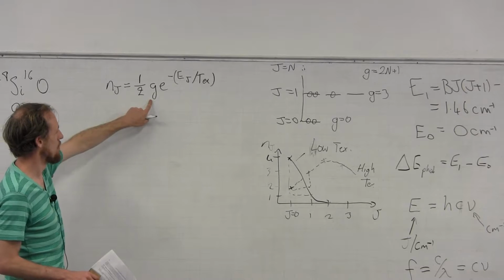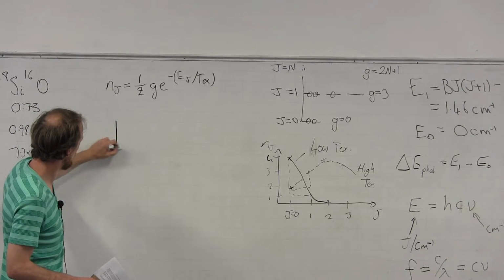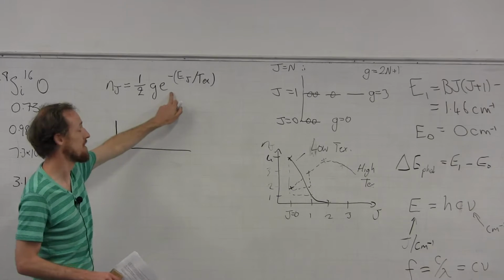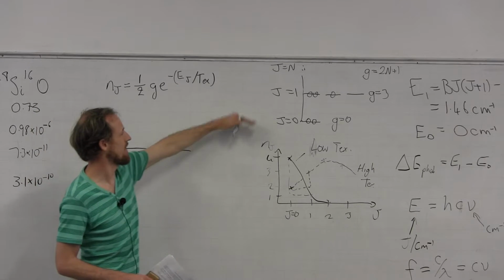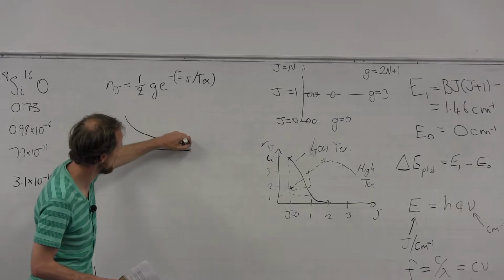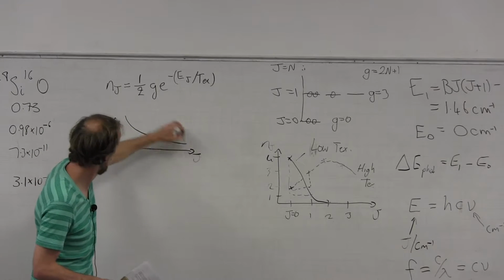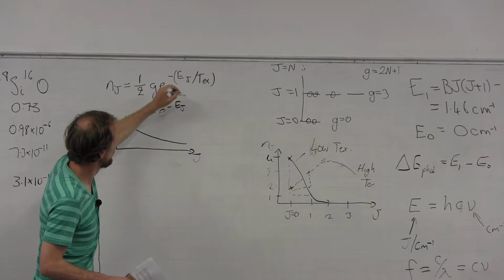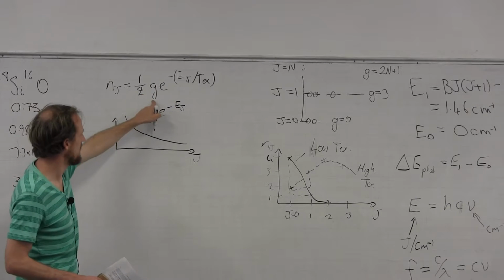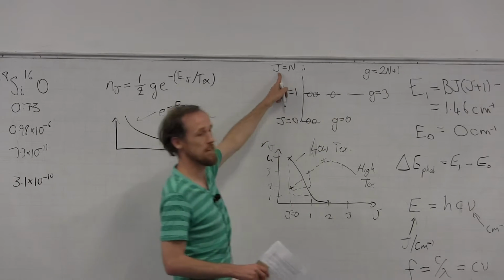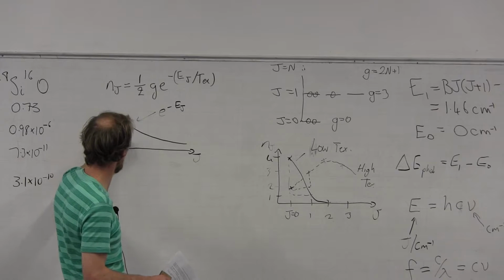So that's this value. And what that means is that here we have an exponential, e to the minus E, and you have higher and higher energy as you go up in rotational levels. So e to the minus E looks something like that. G, the degeneracy, is equal to 2J plus 1. That's a linear function.